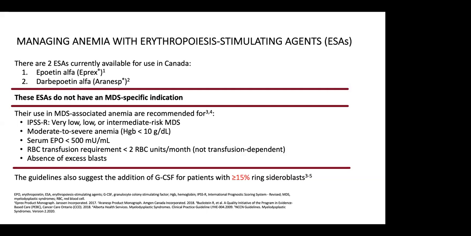So for erythropoietin stimulating agents, for a serum erythropoietin level less than 500, we could use Eprex or darbepoetin. These are not encouraged in patients with higher risk MDS because there is a concern about progression of the blast percentage. For patients with ring sideroblasts more than 15%, we're encouraged to use filgrastim, which is the white cell growth factor.